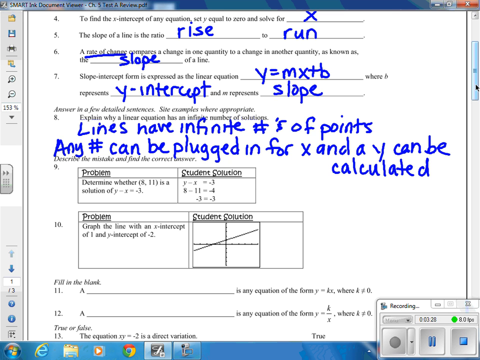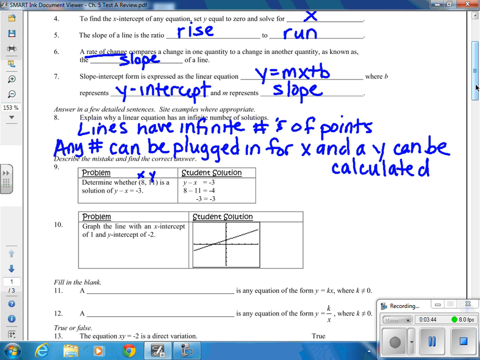For numbers 9 and 10, the directions ask you to describe the mistake and find the correct answer. Right, so I'm going to start with the original problem and do the problem from scratch, and then I'm going to compare my results to the student solution and see if I can figure out what they did wrong. So when you are given an ordered pair and you're asked if that is a solution to an equation, you're substituting your x and your y value into the equation.